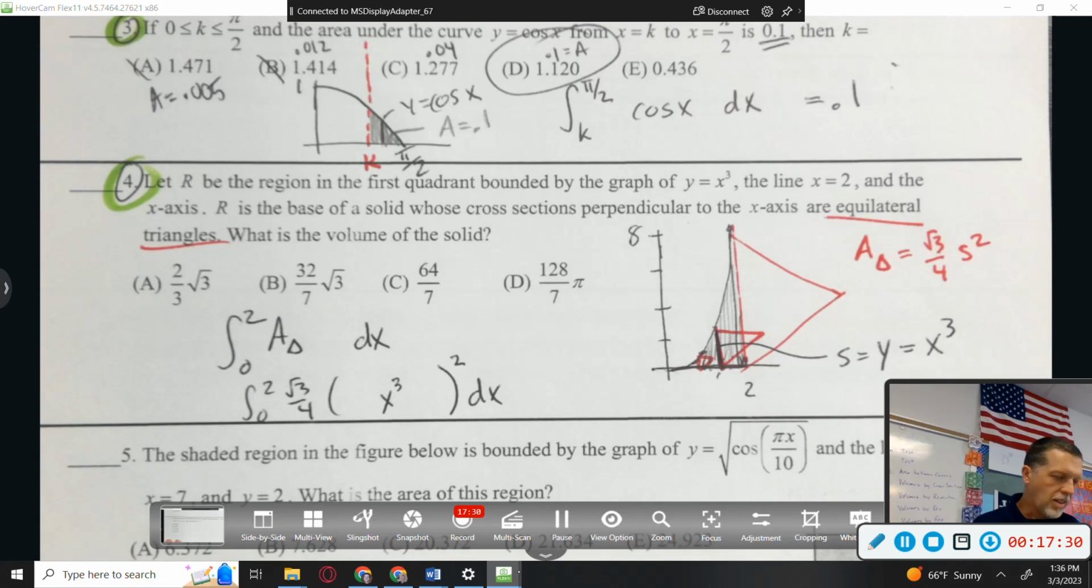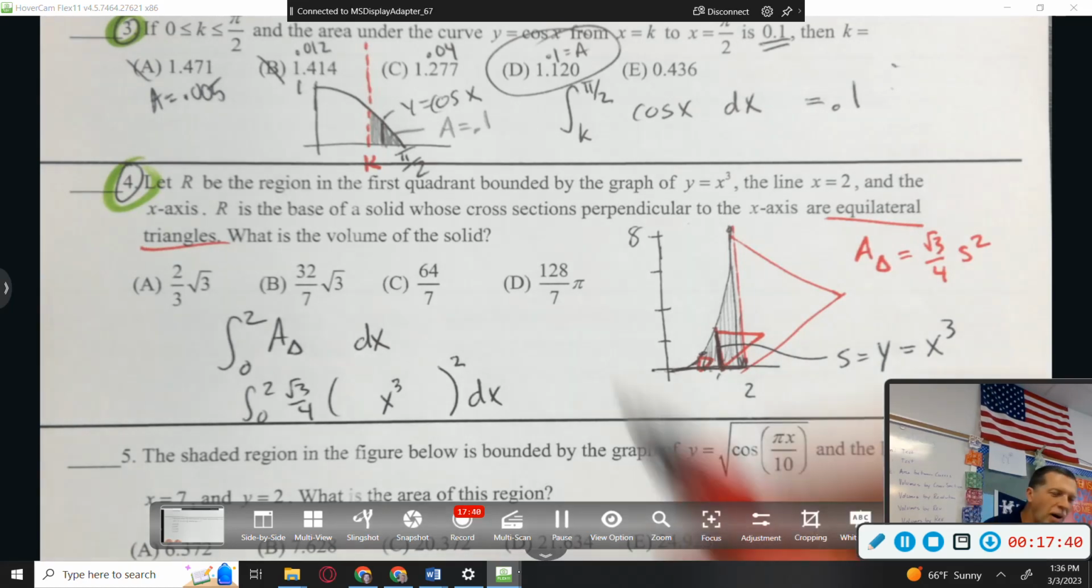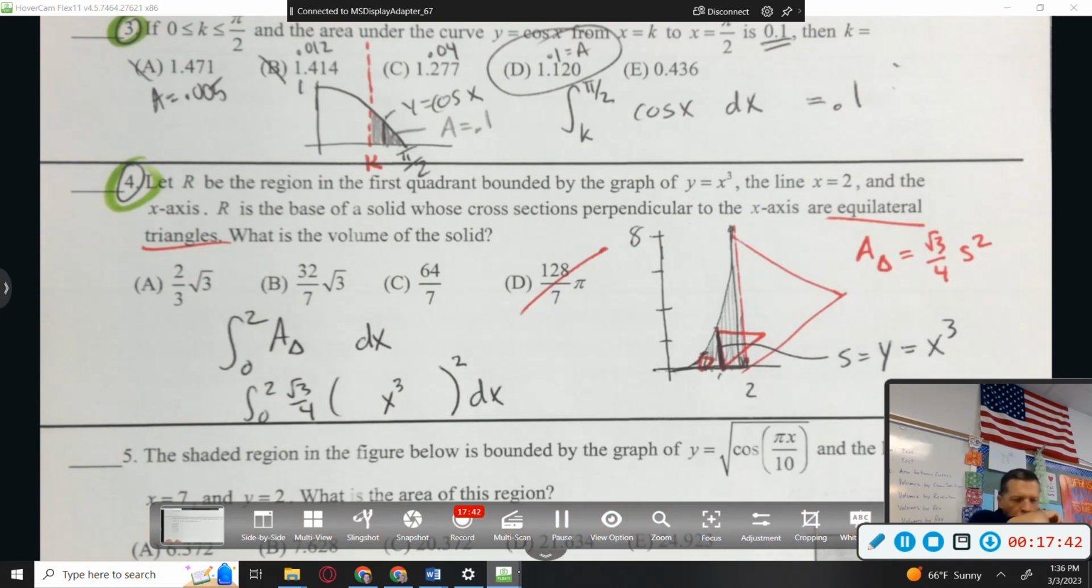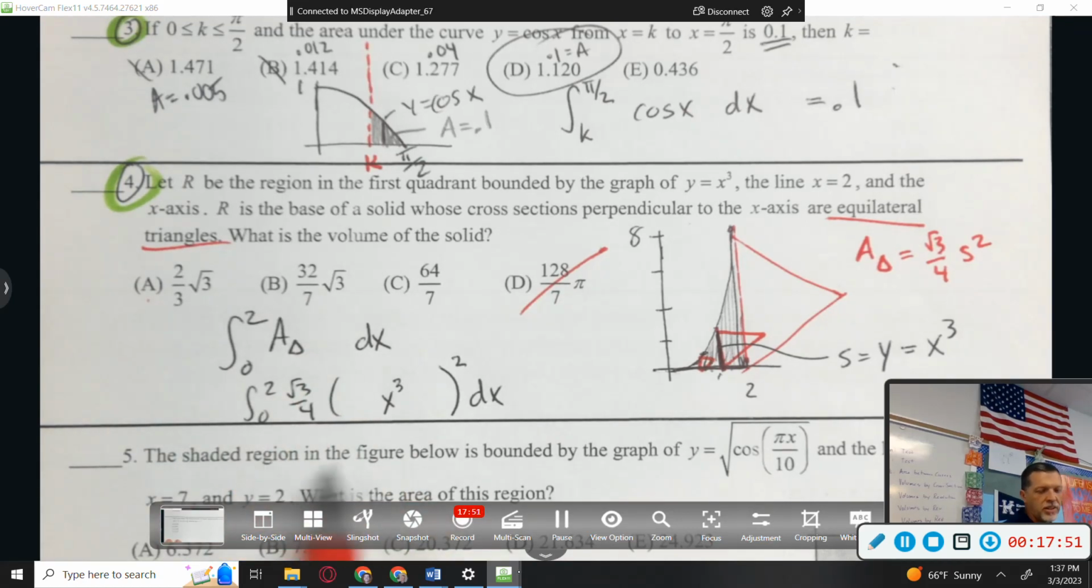Oh, look at my answer choices. I'm almost positive I can rule some out. Which one would you rule out first before you even do anything? The pi. That's if somebody rotated something or did circles, semicircles. I'm guessing it's A or B because of the square root 3. I don't see how else that square root of 3 would go away.